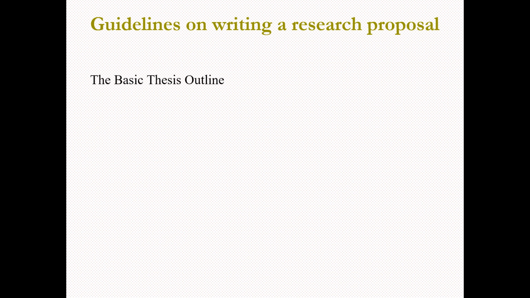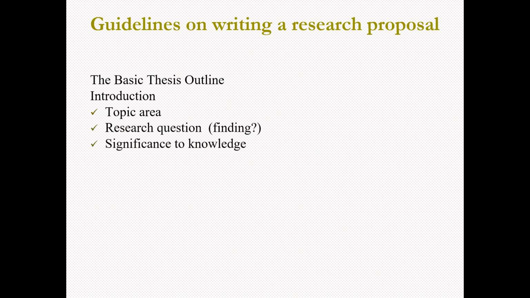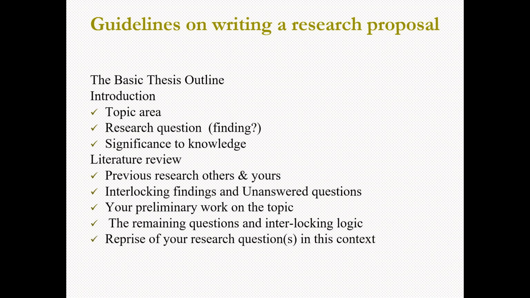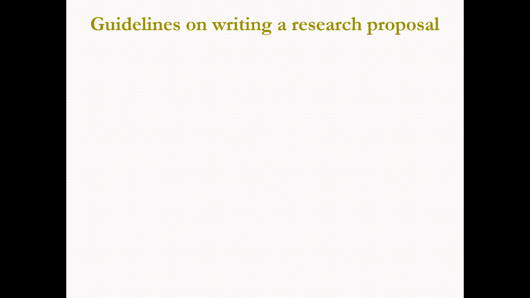So the basic thesis outline, or proposal outline, should consist of an introduction. Within the introduction, you should have subsections: topic area, research questions, findings, significance to knowledge, and literature review. Inside the literature review, you should find previous research, others' and yours. You should make a comparison between the previous research that other people have done and your own research work. Interlocking findings and unanswered questions that you identify during the literature review, your preliminary work on the topic, then the remaining questions and interlocking logic, and a reprise of your research questions in this context.